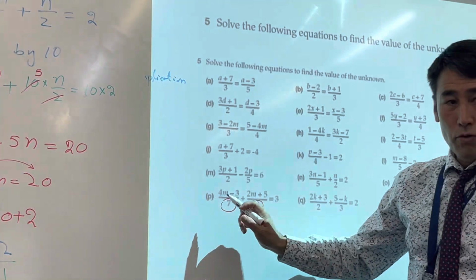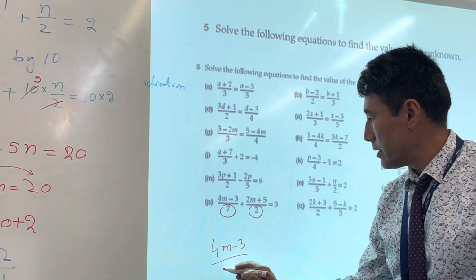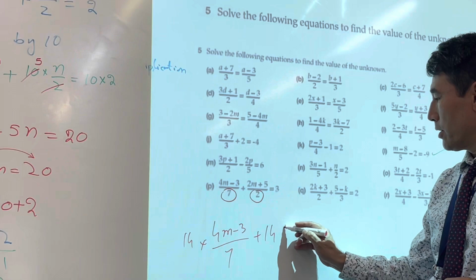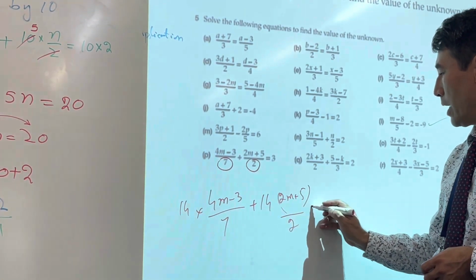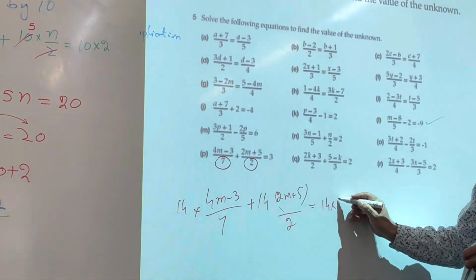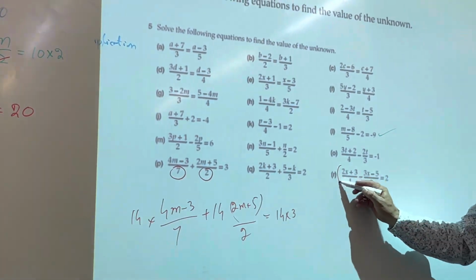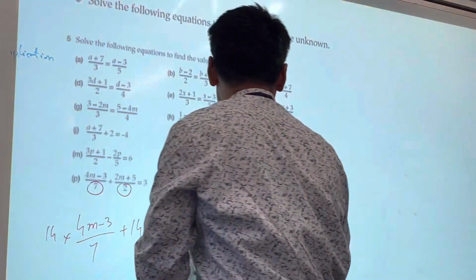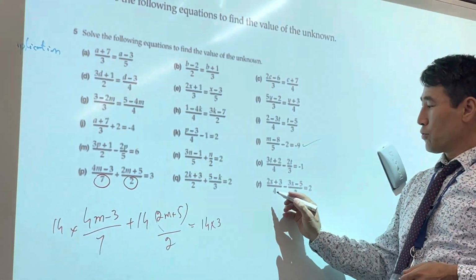So if I do this, 4m over 7, I'm timing this by 14, plus 14 again, 2m plus 5 divided by 2, and then don't forget to do the other side as well. Each term you have to do the same thing. Now, tell me which number you're going to find for this 2 and 3, and 4. 12. Thank you. 12.